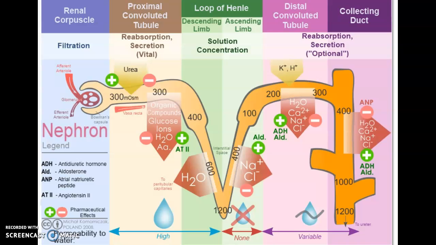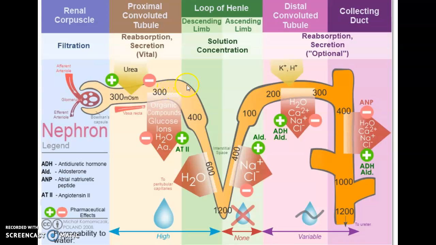As you can see here, vital secretion, things like urea, may be secreted here in the proximal convoluted tubule, but its main functionality is reabsorption. You can think of those vital things: organic compounds, glucose, water, high reabsorption of water. Because all those things are coming out, we actually stay pretty close to the same osmolarity because we're taking water with us as well as a bunch of ions and so forth.